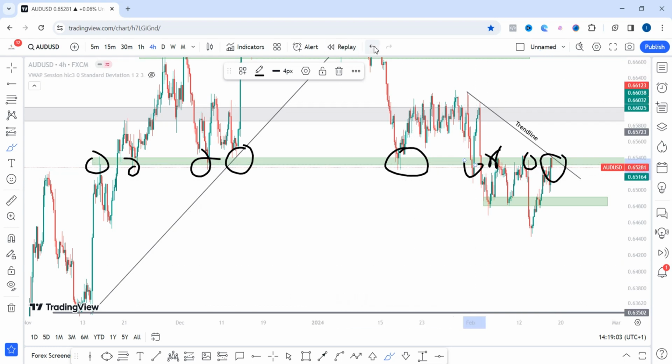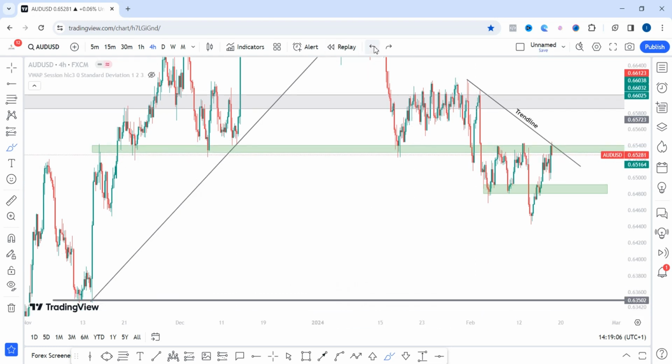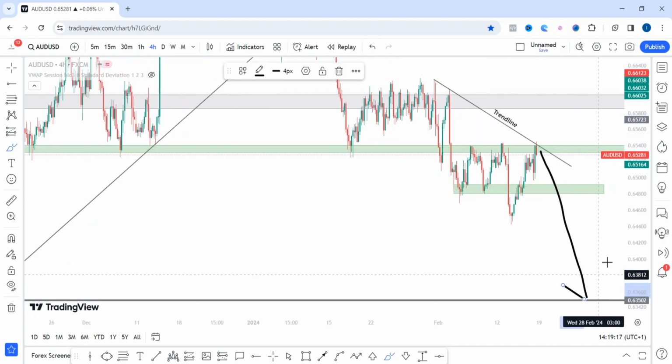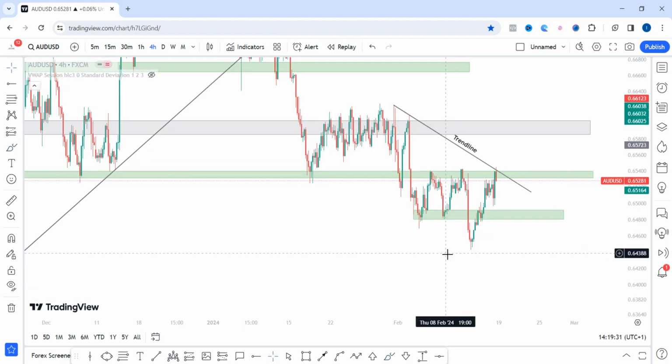And now price is back to that zone. Not only back to that zone, price is at the third touch of a trend line. So there's a higher probability that price may just collapse from this zone. Remember, my initial target on AUDUSD is 0.63502.